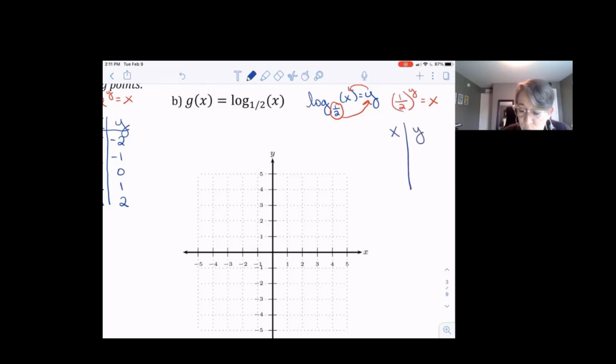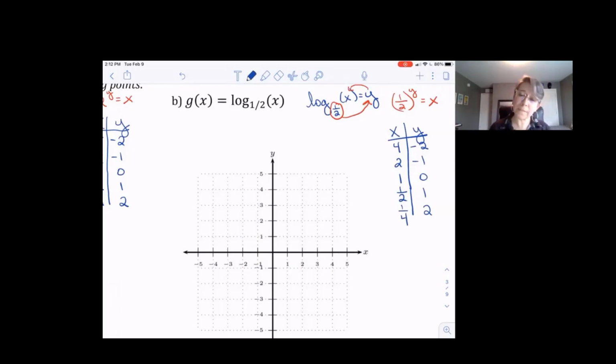So if we plug into an xy table to come up with points, again, we'll probably want to plug in for our exponent or y value first. So we'll use y values of -2, -1, 0, 1, and 2. 1/2 to the -2, you take the reciprocal and square it, we would get a positive 4. 1/2 to the -1 gives us a positive 2. 1/2 to the 0 power is 1. 1/2 to the first power is 1/2, and 1/2 squared is 1/4.